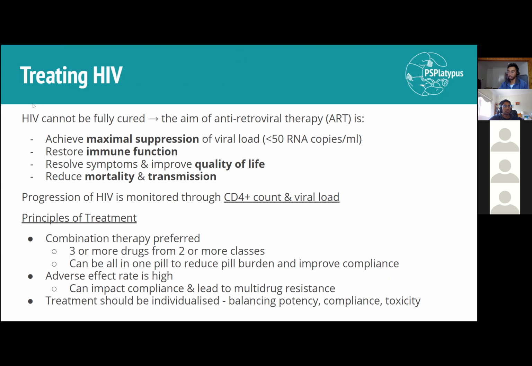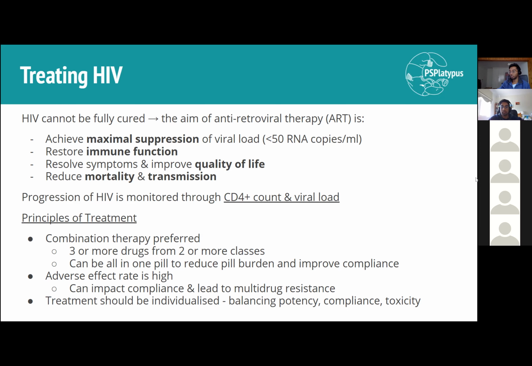So we can have periods of remission, but ultimately we're searching for maximal suppression, so that's less than 50 RNA copies per milliliter. We want to restore immune function, since HIV is a virus that causes immunosuppression through AIDS. We want to resolve symptoms and improve quality of life. We want to reduce mortality and transmission. So in order to monitor our success, it's generally done through CD4 plus count. So CD4 is a type of immune cell, and viral load, which is essentially the number of viruses, which is going back to the less than 50 RNA copies per milliliter.